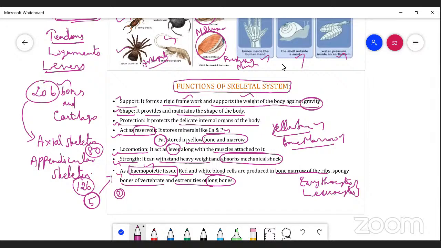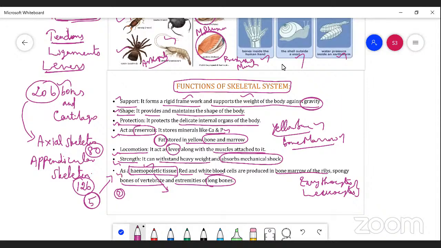So what is it called? The hemopoietic tissue. Why are the bones called a hemopoietic tissue? Reason assertion question. Because it produces the RB cells as well as the WB cells. So only these bones are known as what? Hemopoietic tissue.